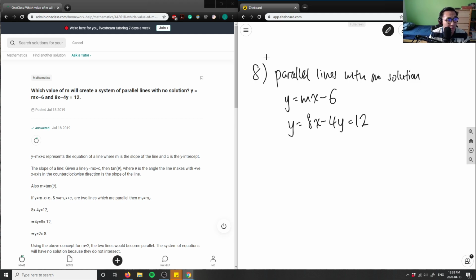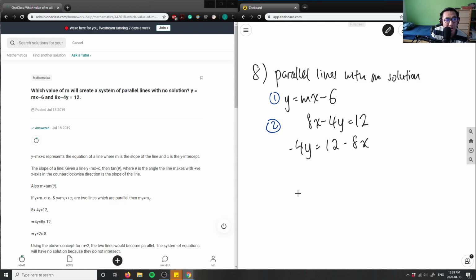So the first thing I'm going to do is convert this. My second equation is in standard form, and I want it in slope-intercept form. In order to do that, I have to isolate my y. So I'm going to subtract 8x from both sides, and I'm going to get negative 4y equals 12 minus 8x.